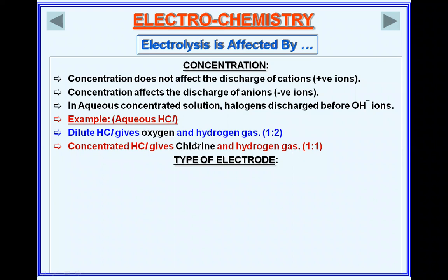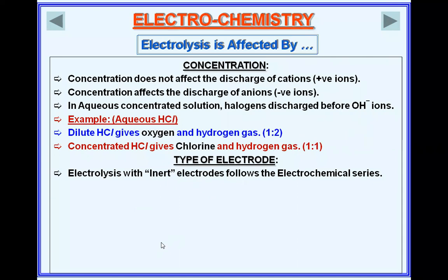So we can see that in both cases the product is the same, whether it is a dilute compound or a concentrated compound. Hydrogen gas must be produced, but the ratio is different. Concentrated solution gives one part of hydrogen gas, and dilute solution gives two parts of hydrogen gas, but one part oxygen and one part of chlorine or bromine or iodine. So the type of electrode also affects the rate and the nature of electrolysis as well.